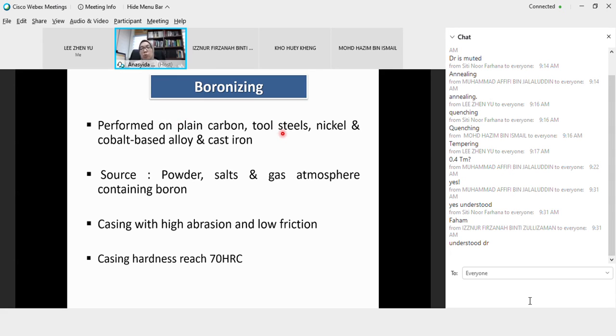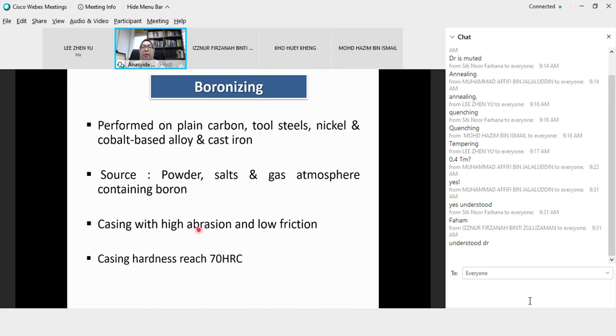So you can also use for tool steel. Tool steel has higher element, make it become hard. Nickel and cobalt based alloy, and also for cast iron. So sama juga dia guna bentuk powder, salts and either gases.